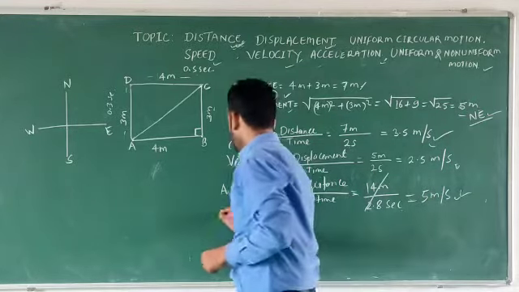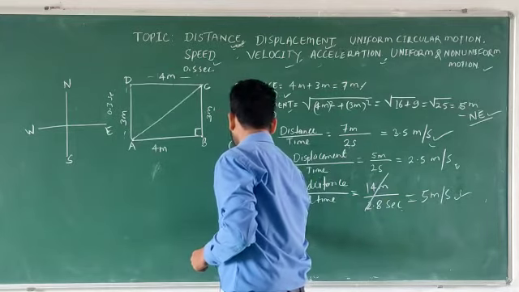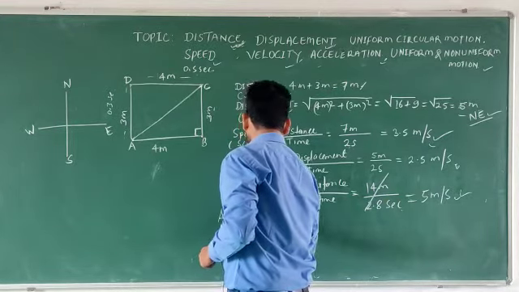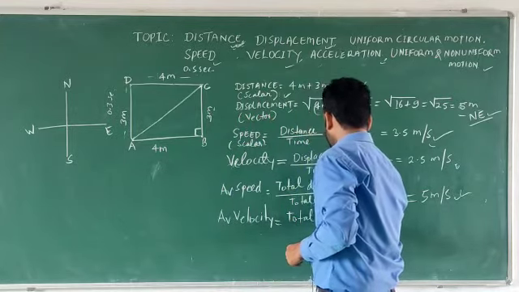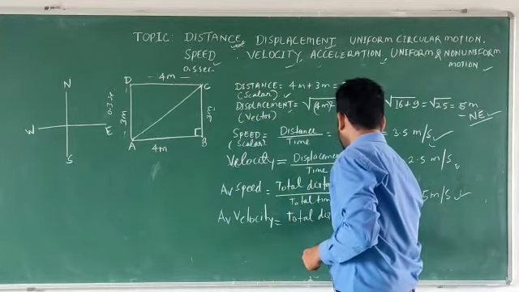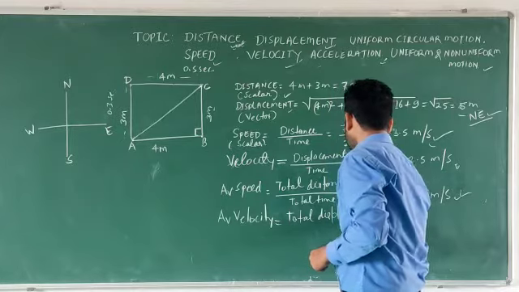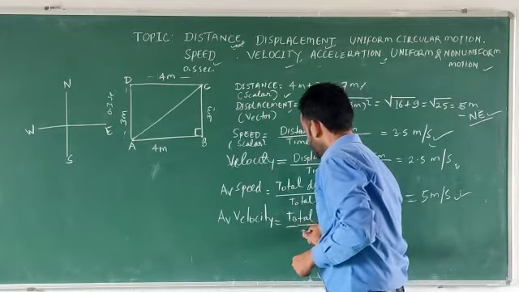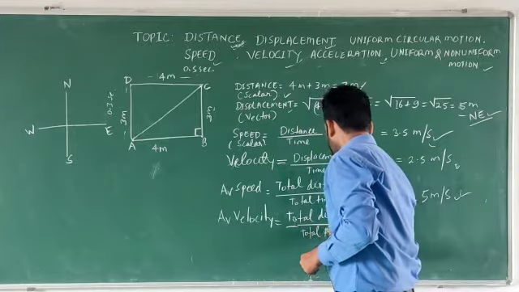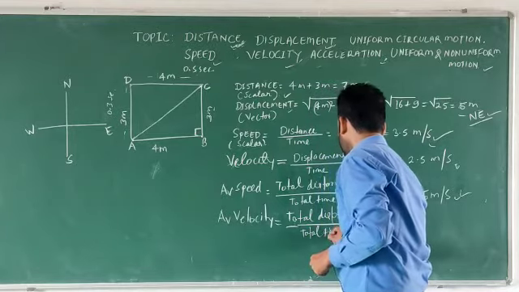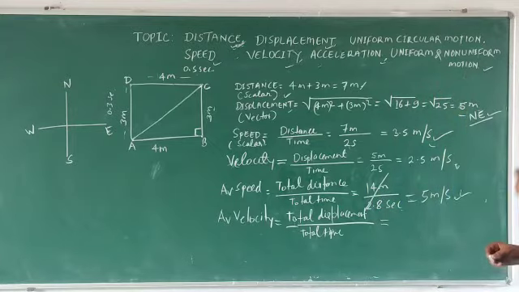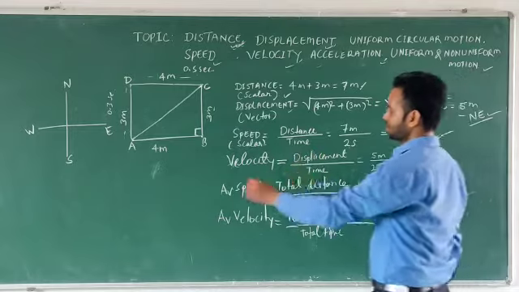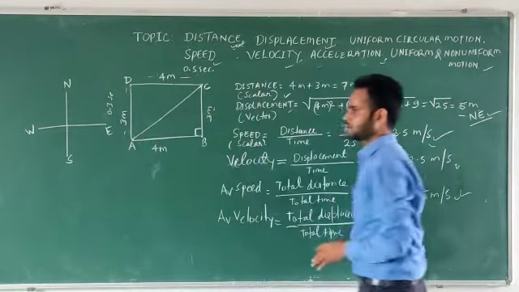Now in the case of average velocity, the formula would be total displacement divided by total time, so at the place of distance we would write displacement. Total displacement means the change in its position, actually the shortest distance between the final position and the initial position.